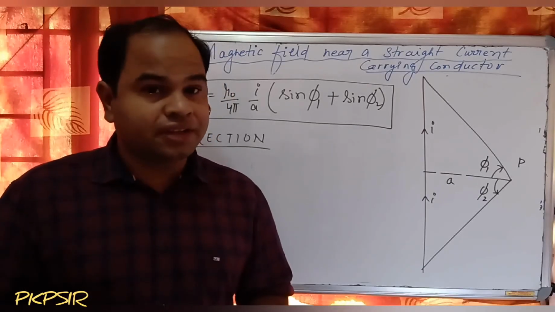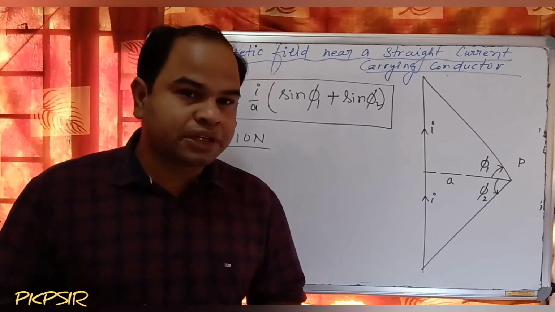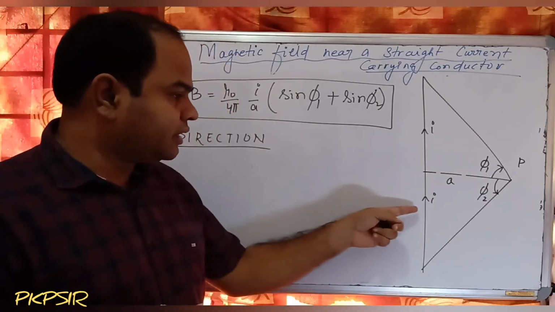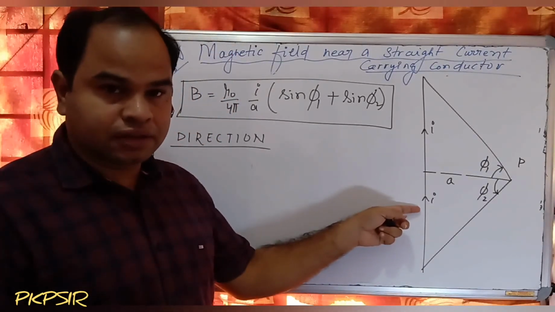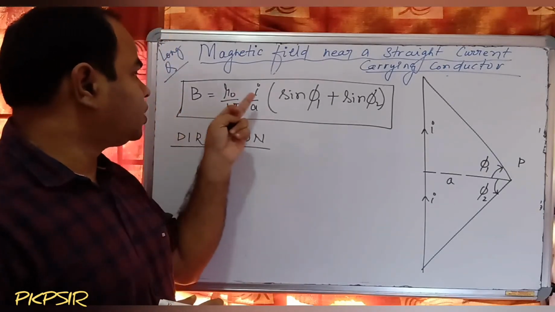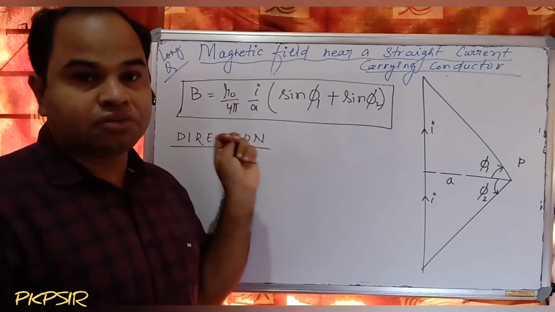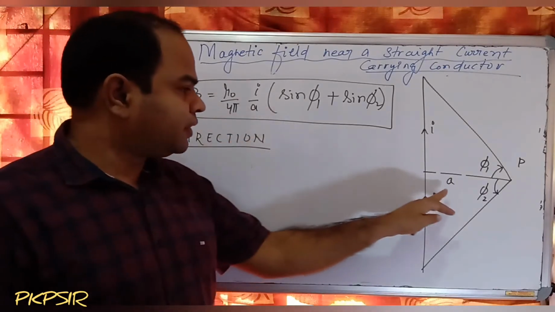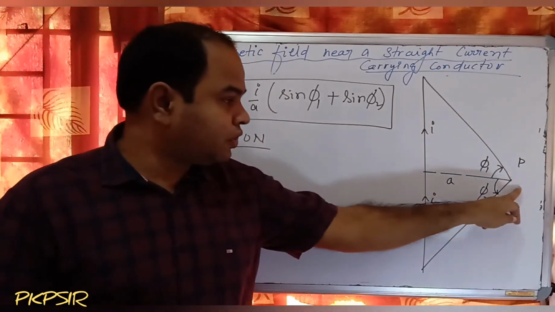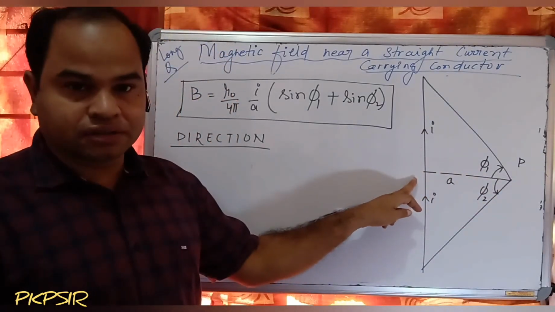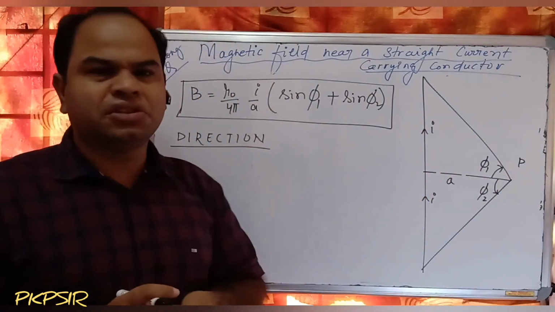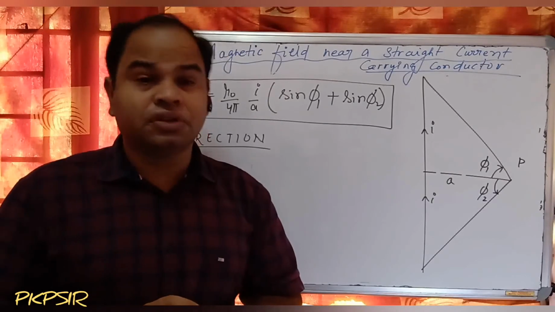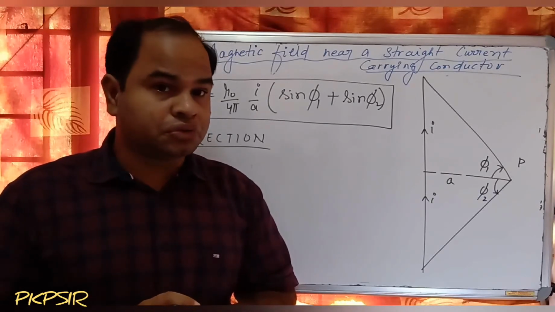We have derived that the magnitude of magnetic field near a straight current carrying conductor is B equals mu naught I by 4 pi a times (sin phi 1 plus sin phi 2), where a is the perpendicular distance of the point from the straight conductor. Next, what is the direction of the magnetic field produced?